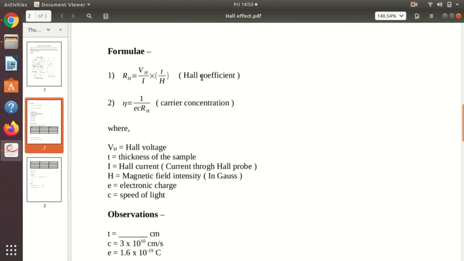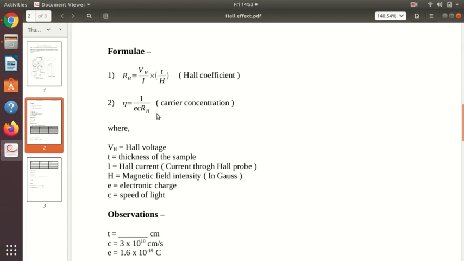First formula is for the Hall coefficient RH. Here VH is the Hall voltage, I is the Hall current, that is the current flowing through the Hall probe, t is the thickness of the sample and H is the magnetic field intensity we are using at a particular current in the solenoid. Then we are also measuring the carrier concentration, and this is the formula.